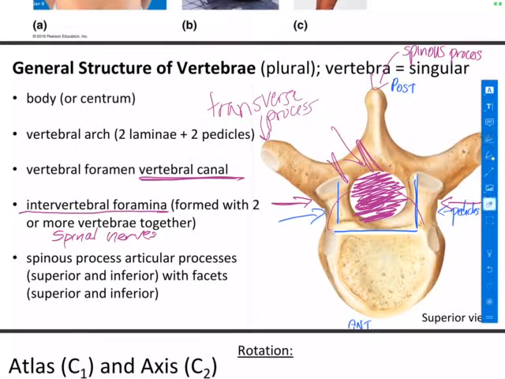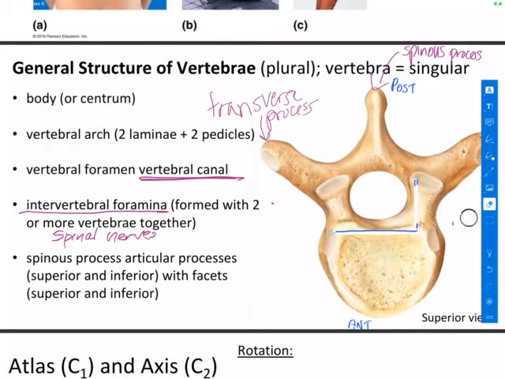So, just a quick recap here. Okay, the centrum is here. The vertebral foramen is here. When there are 2 or more vertebrae, it's a vertebral canal. This is the transverse process. This is a transverse process. Spinous process. Lamina, pedicle, and this is the vertebral arch.